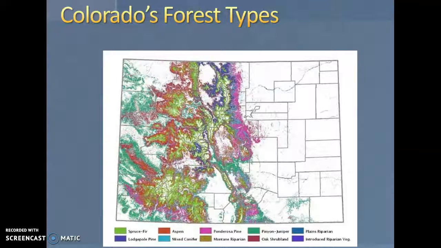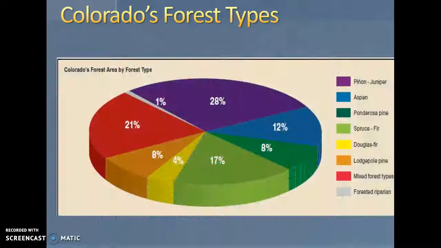And then we see another map of just Colorado, which shows us our spruce fir, our lodgepole, our aspen, etc. So one of my favorite field trips of the year is we're going to go up to Rocky Mountain National Park and study each of these forest types. And last but not least is a pie chart showing of those forest types in the state, what is the largest percent, and that is pinyon juniper in southwest Colorado.